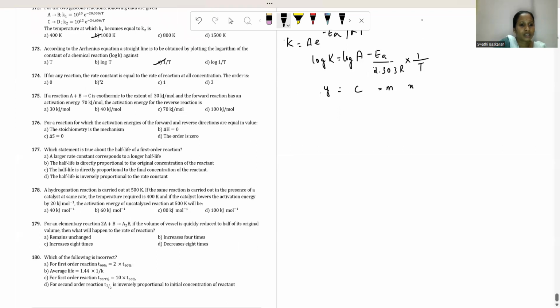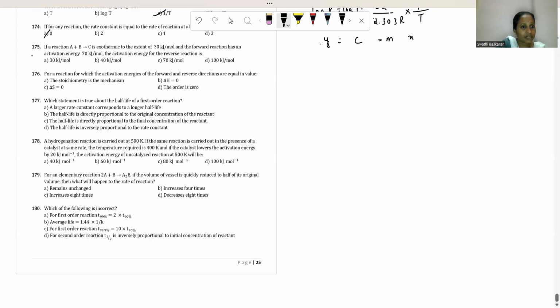Now coming to the next question. If for any reaction the rate constant is equal to the rate of the reaction at all concentrations. So once again it is easy. I have told you several times that it must be the zero order reaction, where the rate constant K as well as the rate of the reaction will always be the same. It will always have the same units. So option A is correct.